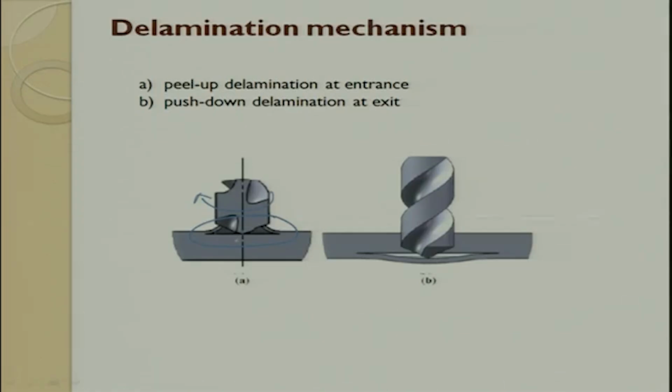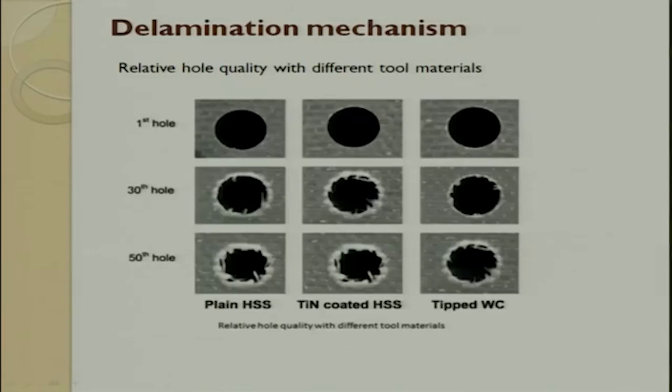Peel up delamination is not so prominent, because since it is going to drill that surface, this is getting compensated, but for the push down phenomenon, the damage is going to be very high. So, this delamination to a large extent has to be controlled. You remember I told you about several non-destructive techniques. We use those techniques to quantify the amount of damage created. Then accordingly we try to choose the proper process parameters.